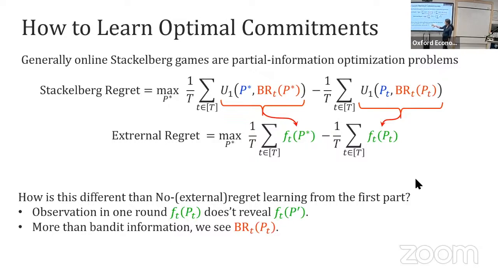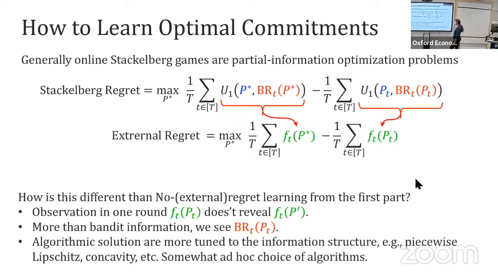This is kind of bandit information. What it means is that you can only evaluate the best response to a specific action you played. You cannot evaluate it for all actions you didn't play. So you don't know your utility for things you didn't do. That's what it means to be bandit. In fact, a little bit more than bandit, because not only do you see the utility for the action you took, you see the best response. It's technically referred to as semi-bandit, but we actually have algorithmic solutions that are tuned to the structure of piecewise linearity, concavity, Lipschitzness. I would say that there are somewhat ad hoc choices of algorithms.